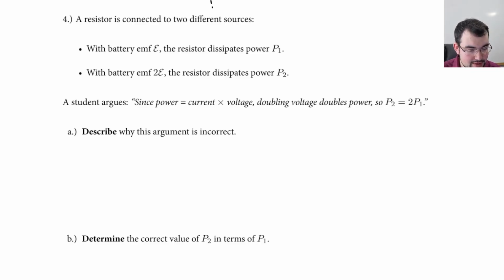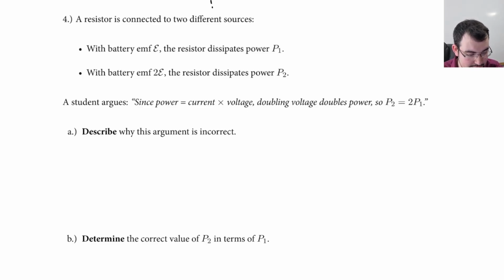A resistor is connected to two different power sources. With a battery that has EMF epsilon, or voltage, the resistor power dissipation is P1. And if you double that battery EMF, the power dissipation is P2. So here's a very reasonable argument, it seems. Power equals current times voltage. That's true. Doubling voltage doubles power, so P2 is double the original. Well, this is apparently incorrect, so let's see why.